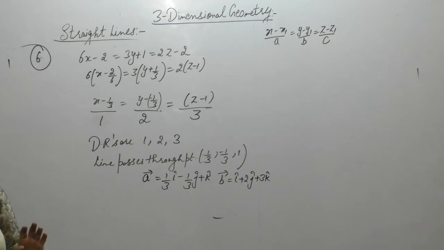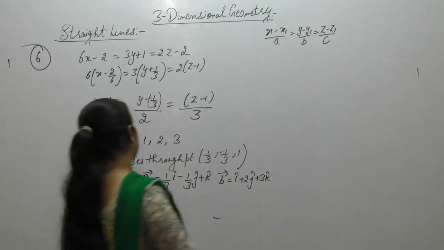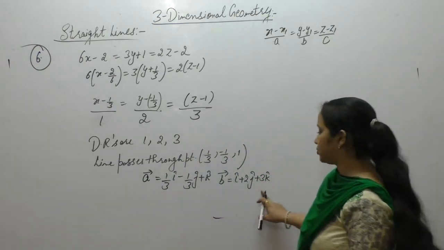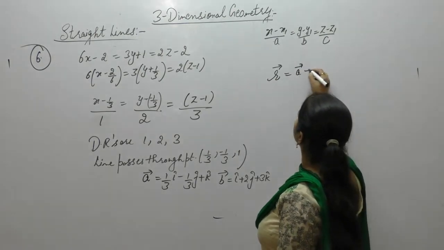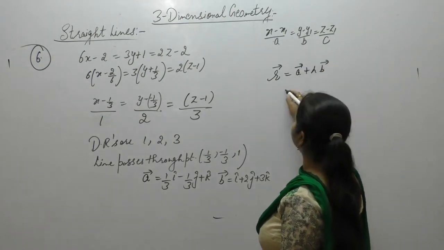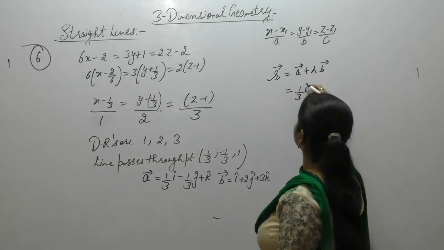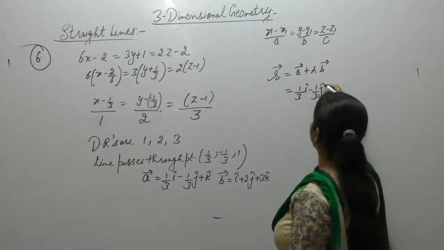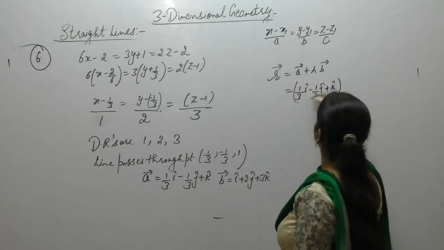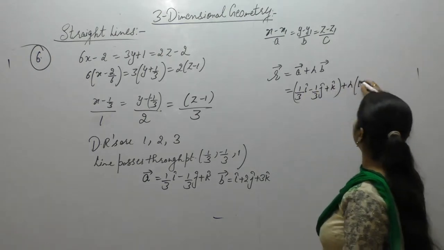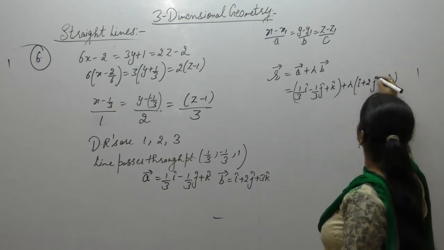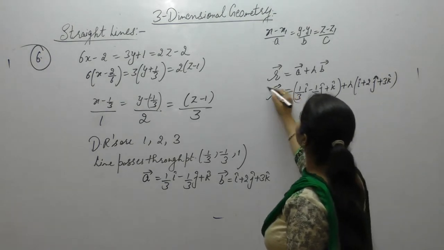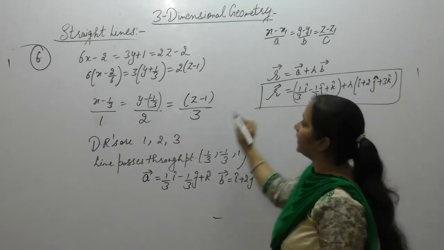Now the vector equation of a line that passes through a vector and whose direction is given is r vector equals a plus lambda b vector. a vector is 1 by 3 i minus 1 by 3 j plus k, plus lambda (i plus 2j plus 3k). So this is the vector equation of the given line.